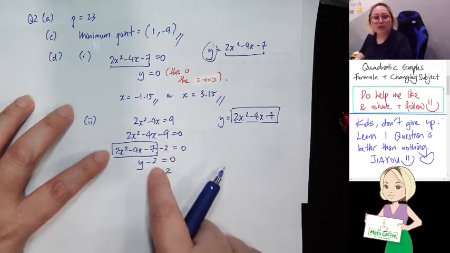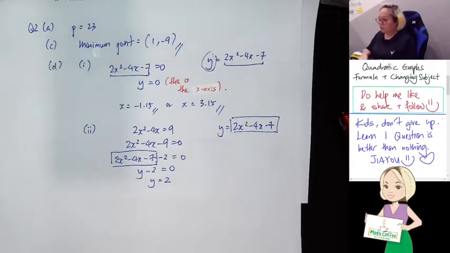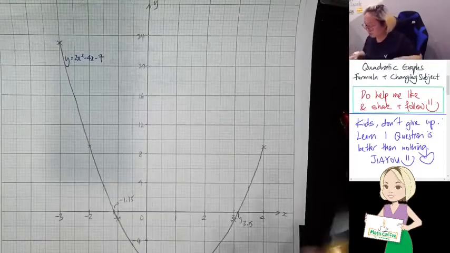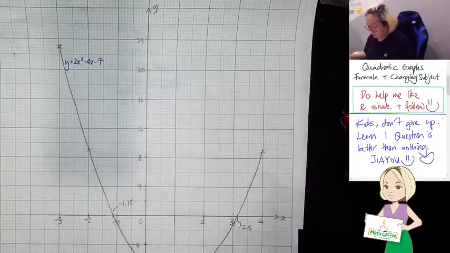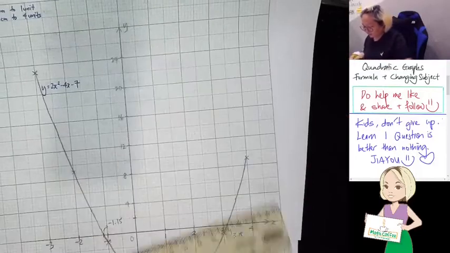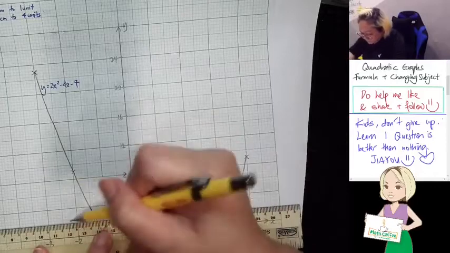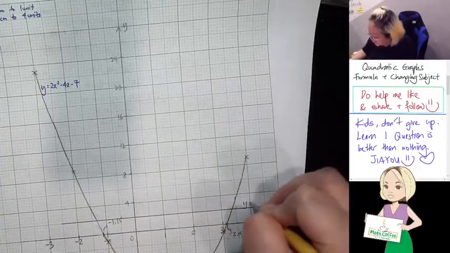So I need to draw the line for y equals 2. So y equals 2 is a horizontal line. So go to your graph and then draw y equals 2. Y equals 2 is over here. So I need to draw a horizontal line. Okay, draw a horizontal line and label this as y equals 2.